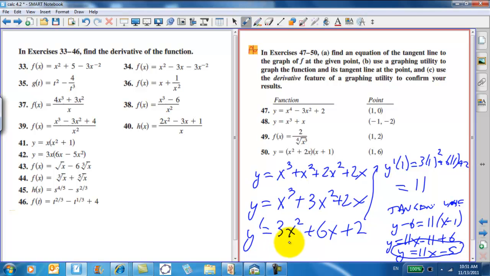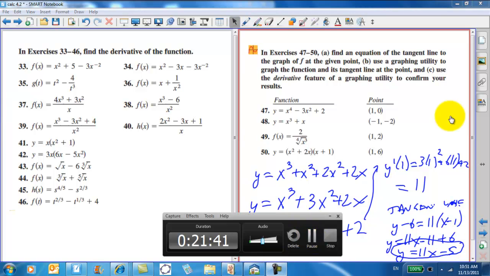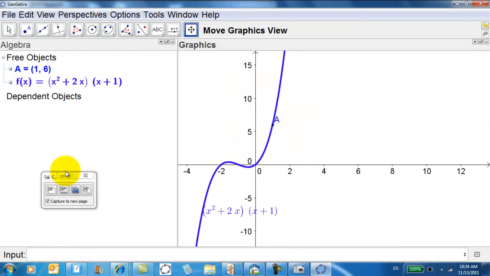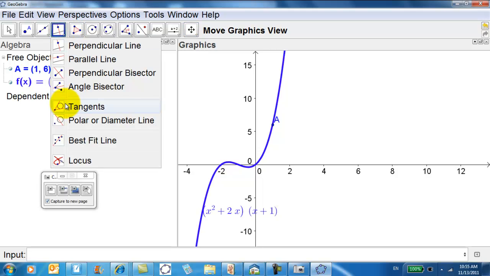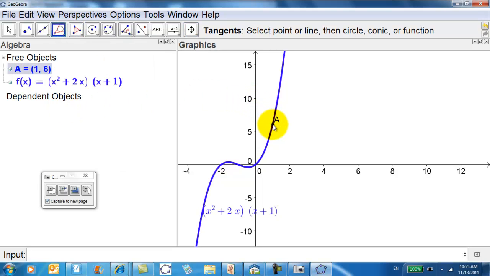Let's set this up on GeoGebra. Okay, here we are in GeoGebra, and you can do this in your calculator too by entering in this function and coming up with the tangent line. On GeoGebra, we can just click on tangent lines, tangents, and you select a point, and then the function you want to do the tangent to, and there's your tangent line, 11x minus 5. So it all checks out.